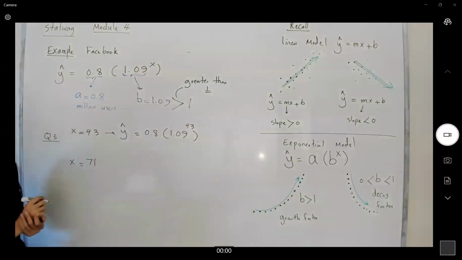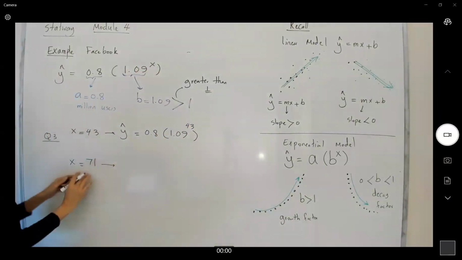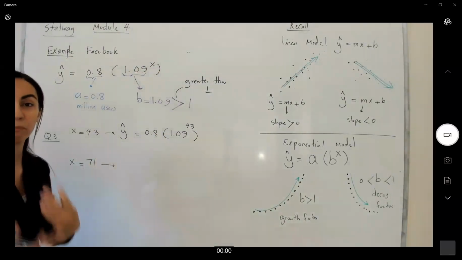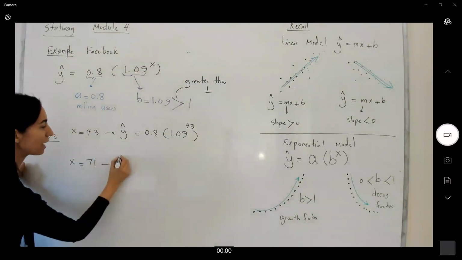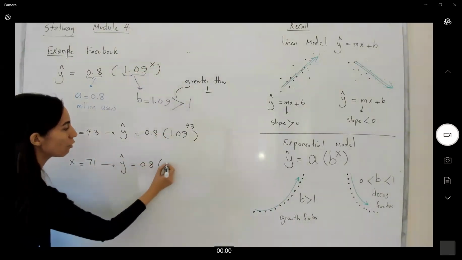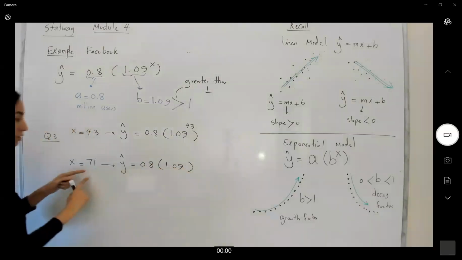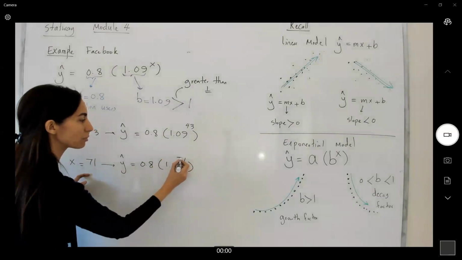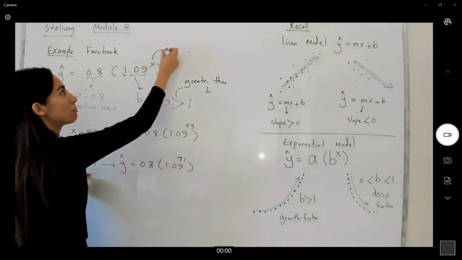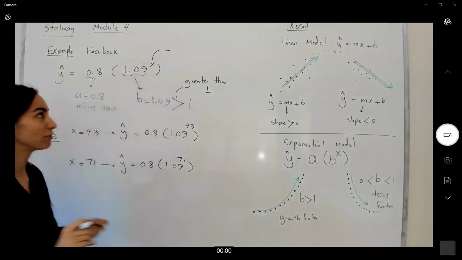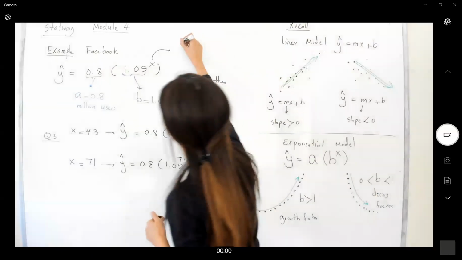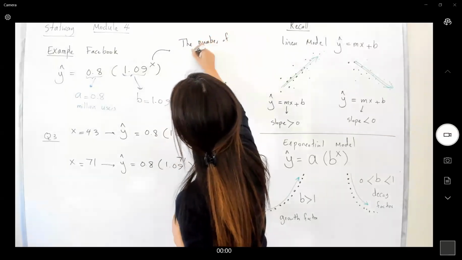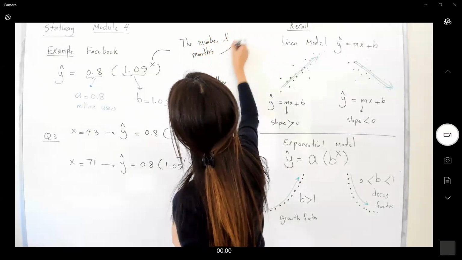And the same for x equals 71. To find the predicted numbers of memberships, you just plug that into the formula, 0.8, 1.09. Now it is raised to a new exponent, 71. X represents the number of months after February 2004, the number of months.